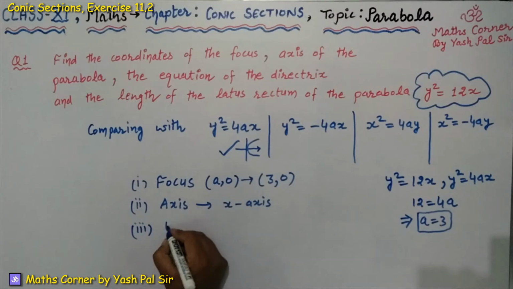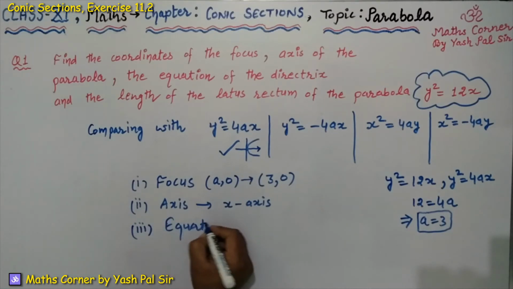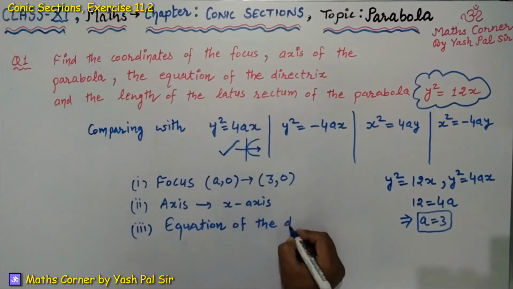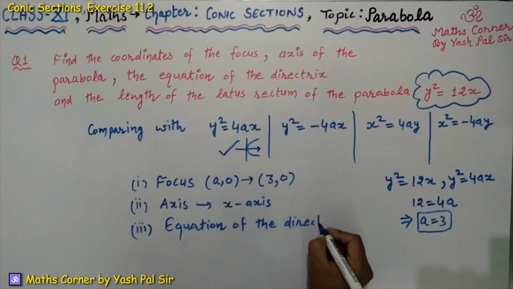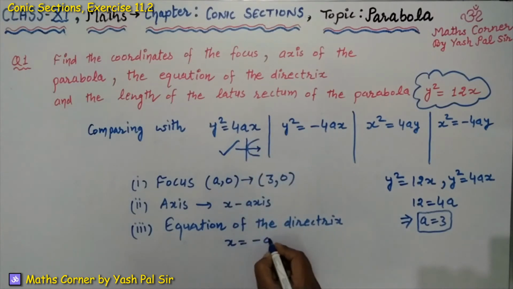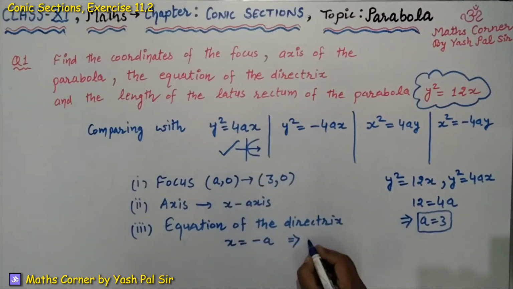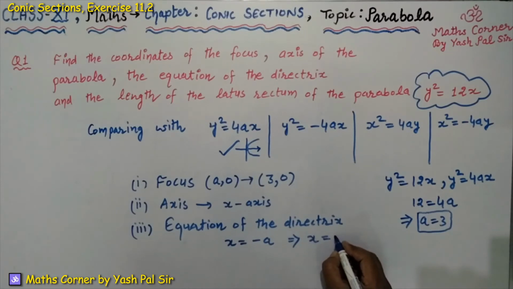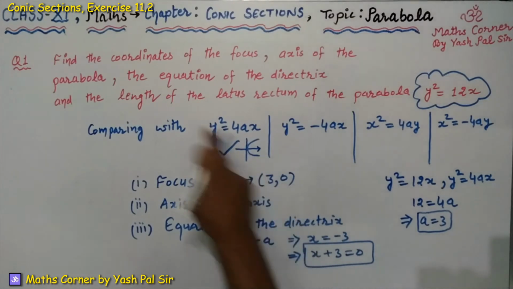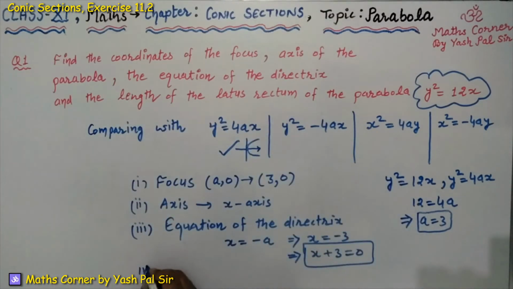Third part, the equation of the directrix. In this case, we have x is equal to minus a. So in our question, we have x is equal to minus 3. So this means x plus 3 equal to 0 is the equation of the directrix.